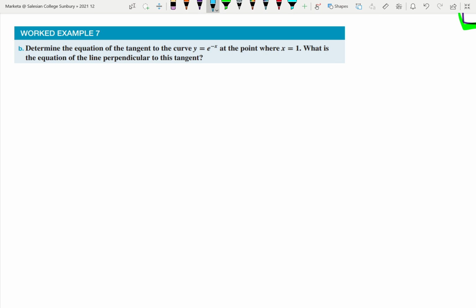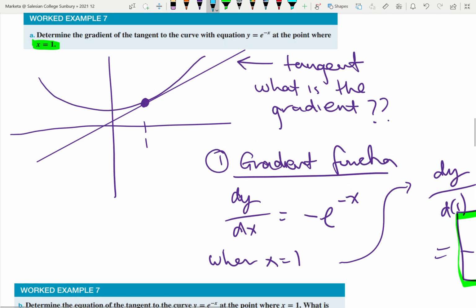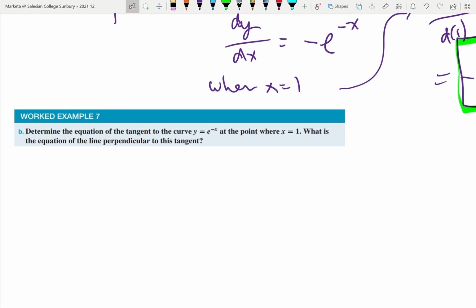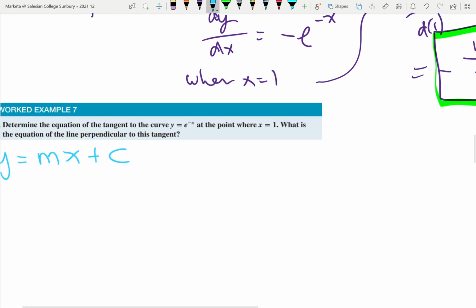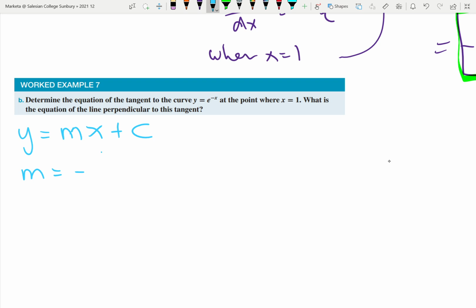The next bit: determine the equation of the tangent to the curve y equals e to the negative x, at the point where x equals 1. If we look back to that picture, again stressing that this is not an e to the negative x graph, you can see the tangent is a straight line. A tangent has an equation of y equals mx plus c because it's a straight line. We already know the gradient is negative 1 on e, so m equals negative 1 on e, and y equals negative 1 on e x plus c. Now we just need c.